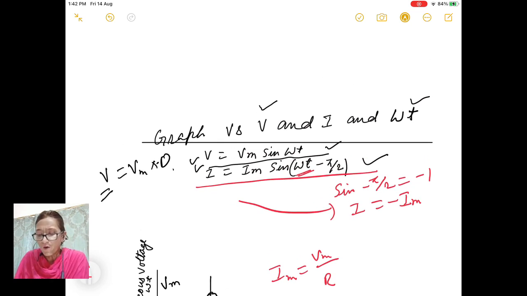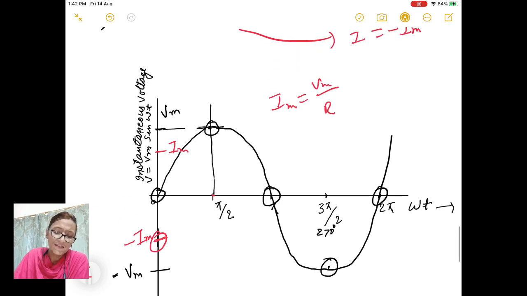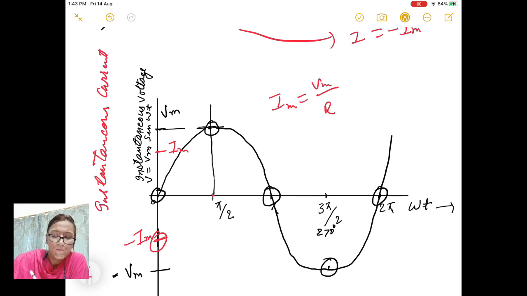Now when you put in this equation the value of omega t as pi by 2, pi by 2 minus pi by 2 becomes equal to 0, and sine 0 is equal to 0. So I becomes 0 when omega t is equal to pi by 2. So when omega t is pi by 2 at this point, your instantaneous current becomes equal to 0.